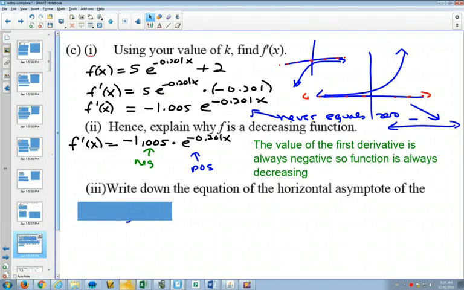So looking at this, this value is e to the negative 0.201x. Just looking at this section, that section would always be positive. And so our first derivative is always negative, which means that our function is always decreasing.